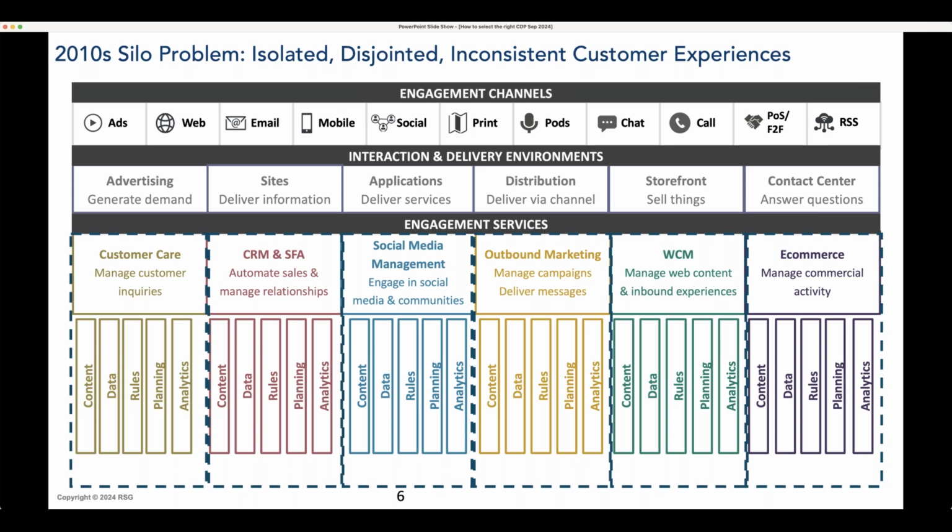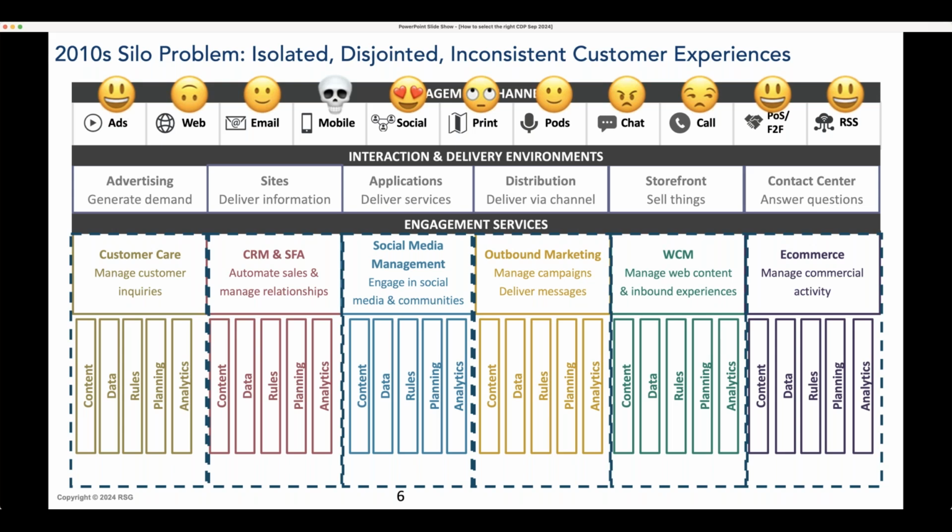So CDPs were part of a broader organic trend. We had this silo problem coming out of the 2010s, where we had all of this content, data, rules, planning, and analytics jammed into each one of your customer engagement platforms. And you still see that very often today.